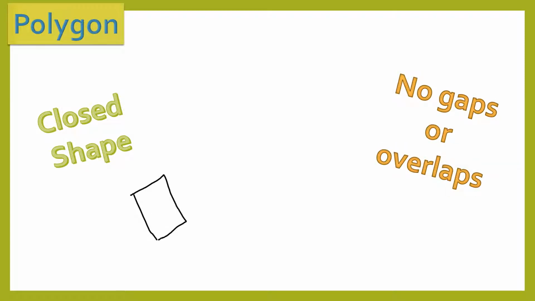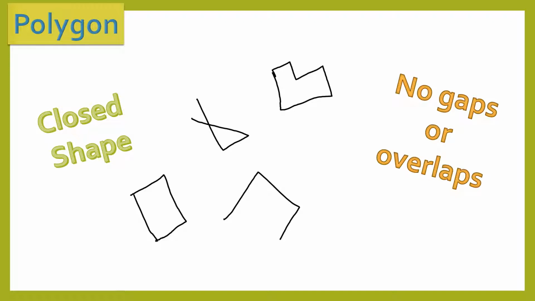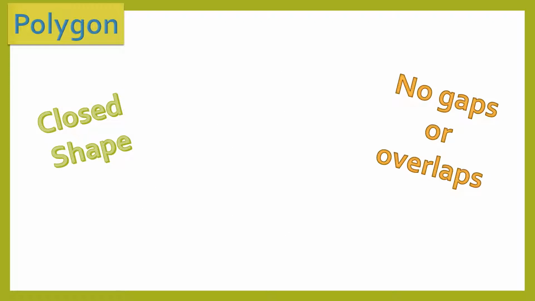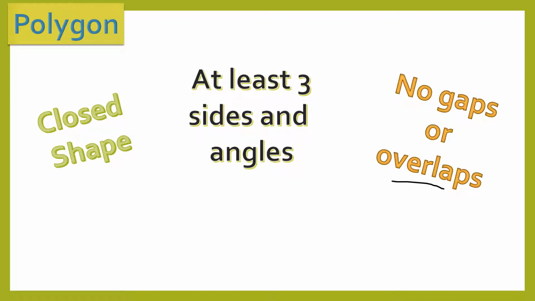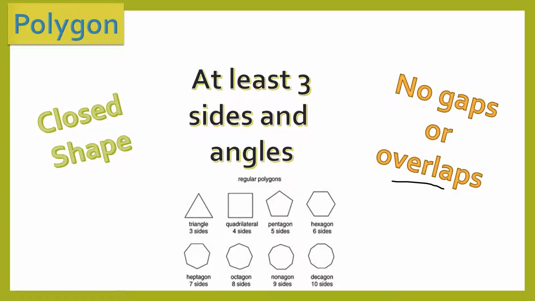So, closed. Oops, let's close that up. Not closed. Not closed. Closed. Got it? Good. Closed shape. No gaps, no overlaps. Did you write that down? Next. At least 3 sides and angles. Could be more, but at least 3 sides and 3 angles. These are some examples. Don't hit next until you write down one of the examples.